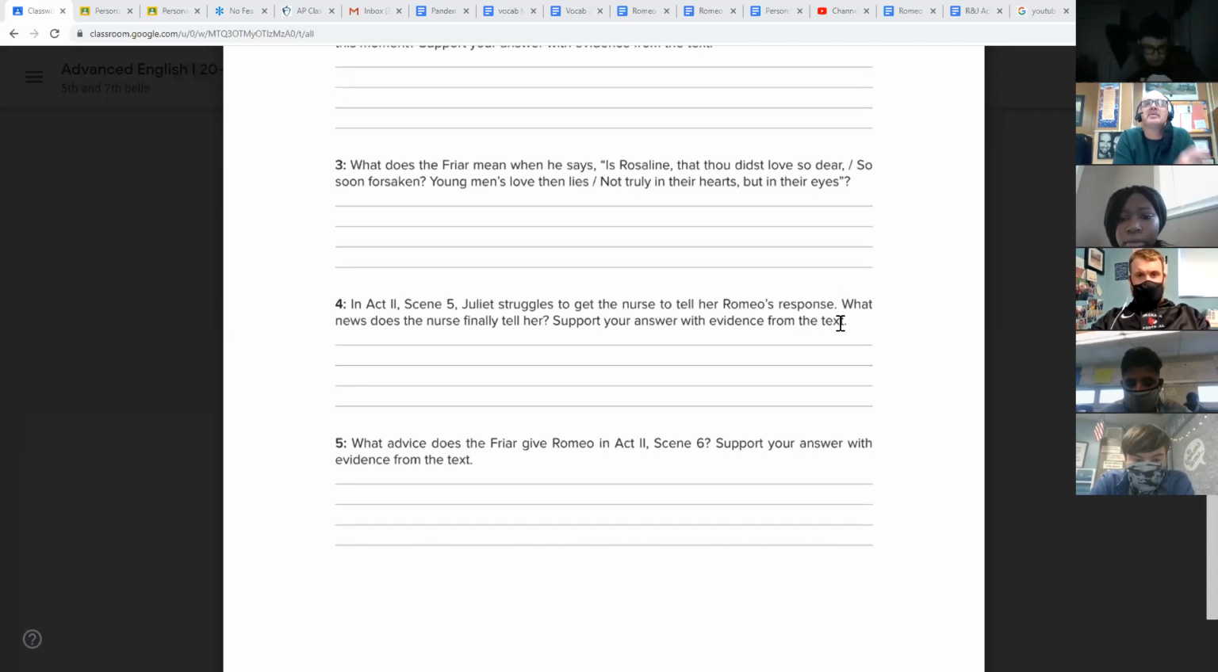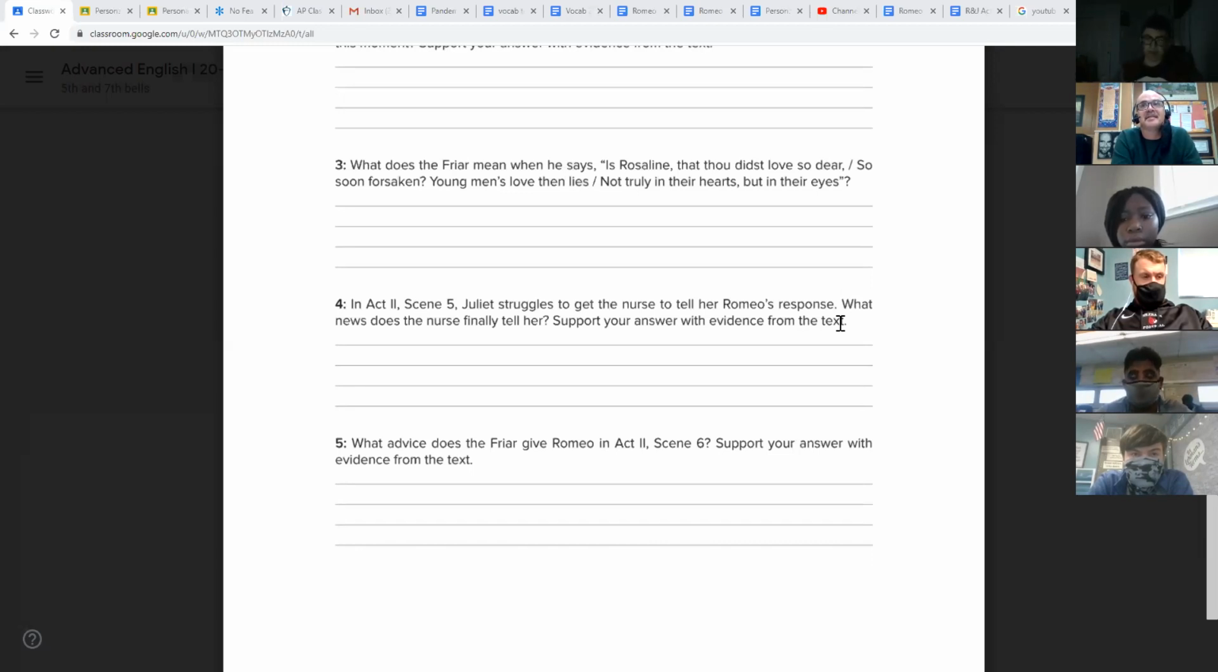To get permission to go to what he calls shrift, okay, which is confession, like the sacrament of confession. If any of you grew up Catholic, you might be familiar with that. That's when you go to the priest and you tell him your sins and he tells you how to make up for it. Long story short. So she's going to get permission to go to confession, which would be in the friar's chamber, of course, right, because he's the priest. But what she's really going there for is to what?